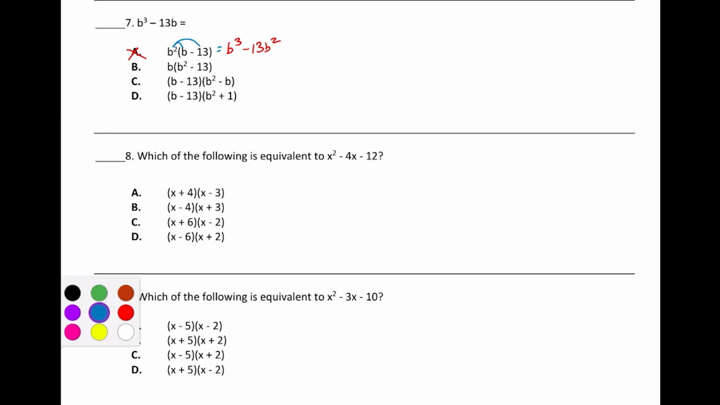Distributing the b to both b squared and negative 13 will result in b cubed minus 13b. That is what we want. So yeah, probably going to be B here. But we want to check every answer choice that we got.